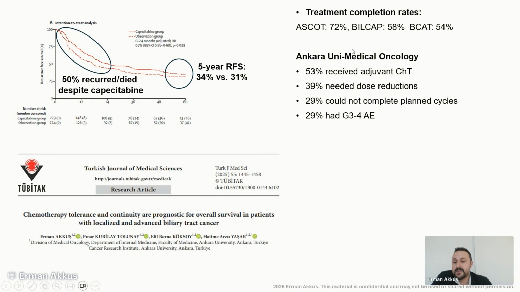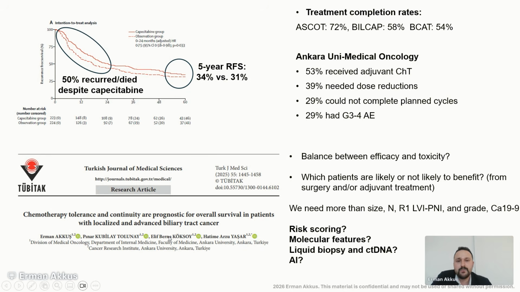Similarly, in our center, 50% of patients were eligible for adjuvant chemotherapy after surgery, and 40% needed dose reductions, and 30% couldn't complete planned cycles, and grade 3-4 adverse events were around 30%. So this patient population is a vulnerable group, so it's very important to balance between efficacy and toxicity, and which patients are likely or not likely to benefit from even surgery and adjuvant treatment is not known yet.